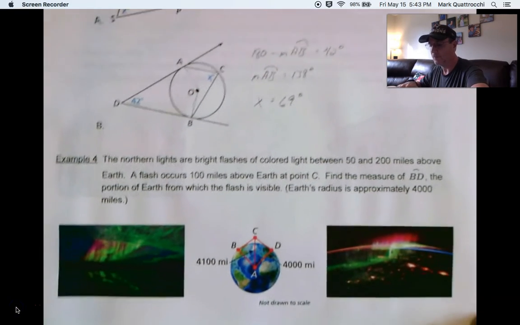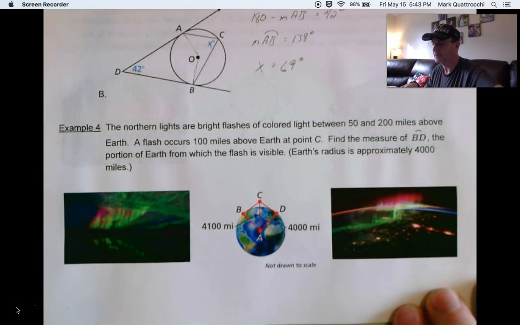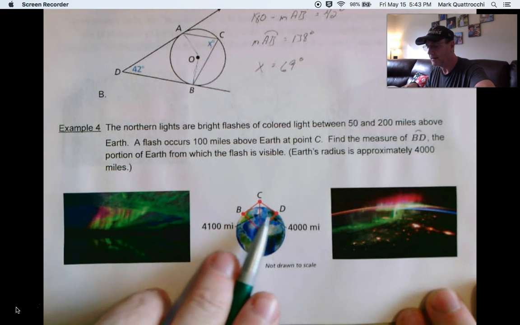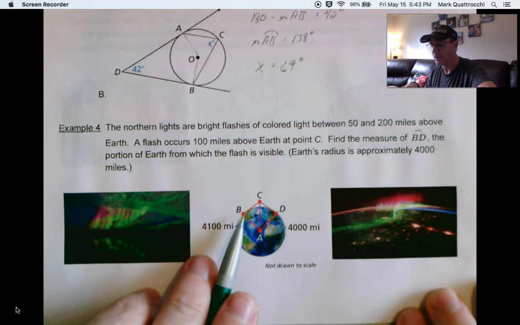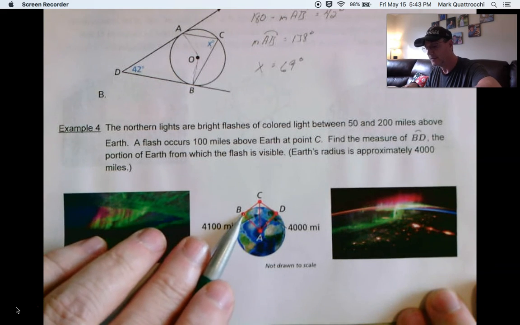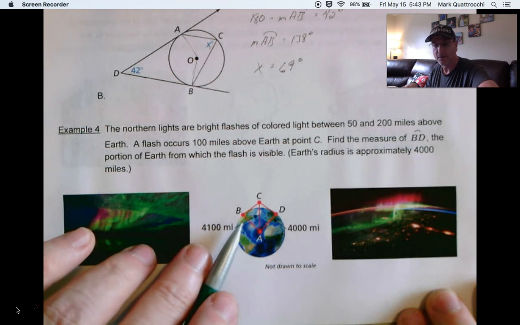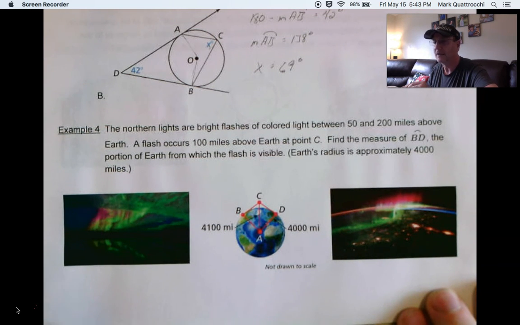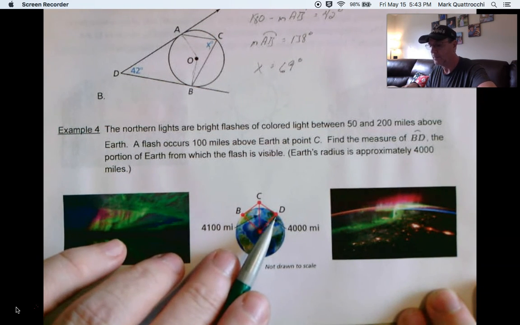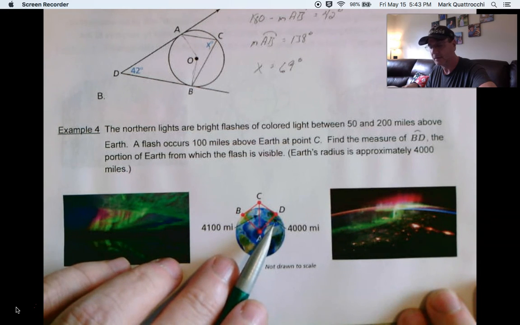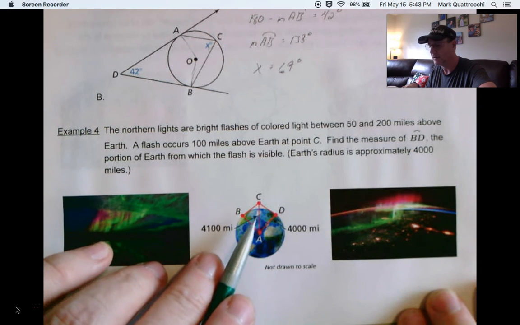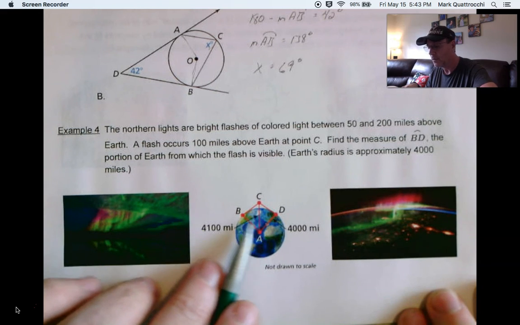Example 4. The northern lights are bright flashes of colored light between 50 and 200 miles above the Earth. A flash occurs 100 miles above the Earth at point C. Find the measure of arc BD, the portion of the Earth from which the flash is visible. So there's actually a circle that goes around the Earth. There's a line of latitude that below that line of latitude, you wouldn't be able to see the northern lights. Above the line of latitude, you would be able to see the northern lights. And that's what we want to be able to figure out.